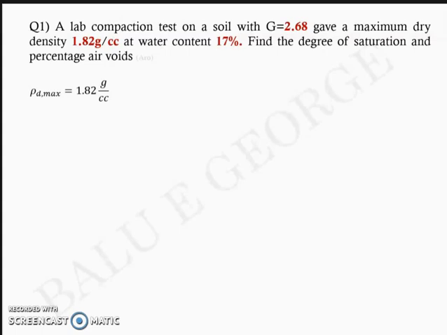Now we know that rho d, or dry density, is G by 1 plus e into rho w, where G is the specific gravity, which is already given. e is the voids ratio, which we don't know. Rho w is the density of the water, which we usually take as 1 gram per cc. Now we had discussed in the theory portion that the e, voids ratio that you see in the denominator, can be replaced by wG by S, right?